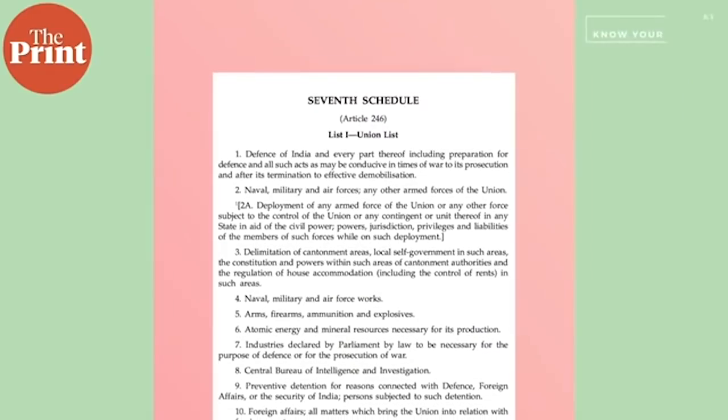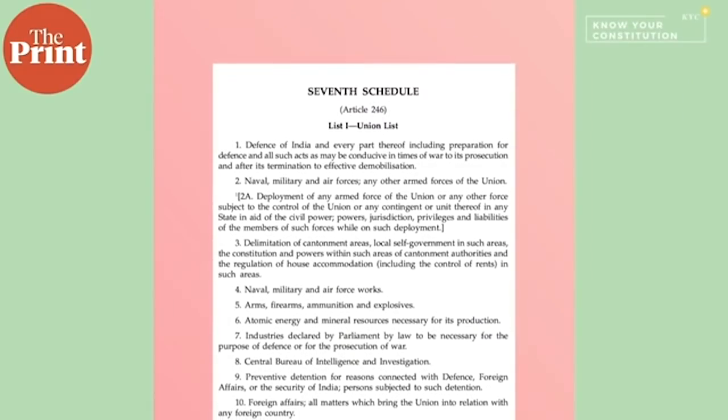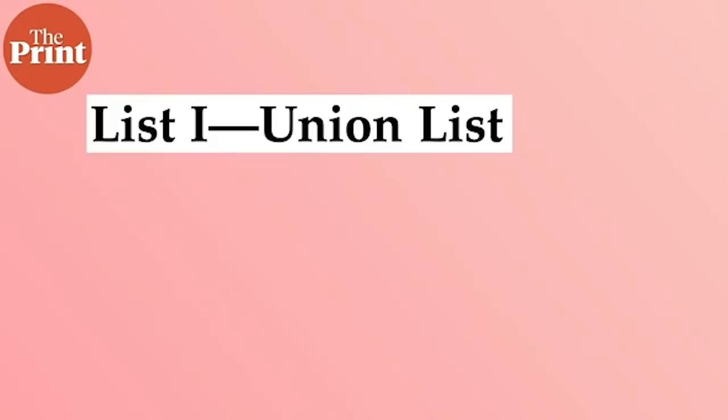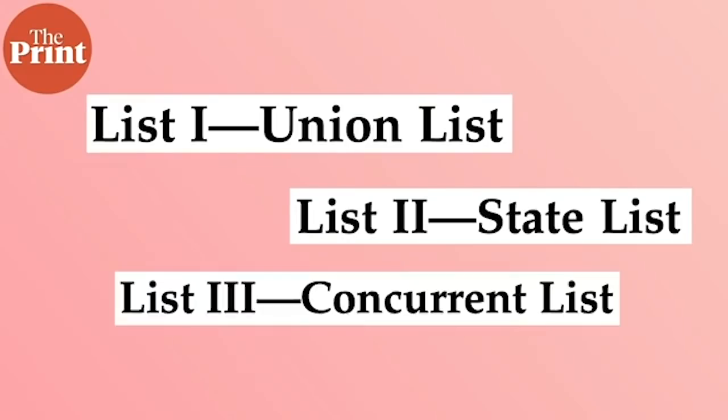The 7th schedule of the Constitution distributes the law-making power between the centre and the states, essentially by making 3 lists: the union list, the state list and the concurrent list. The central government has exclusive powers to make laws on the subjects in the union list, while the state government has exclusive powers to make laws on the subjects in the state list. As for the concurrent list, both central and state governments can enact laws on subjects listed under it.